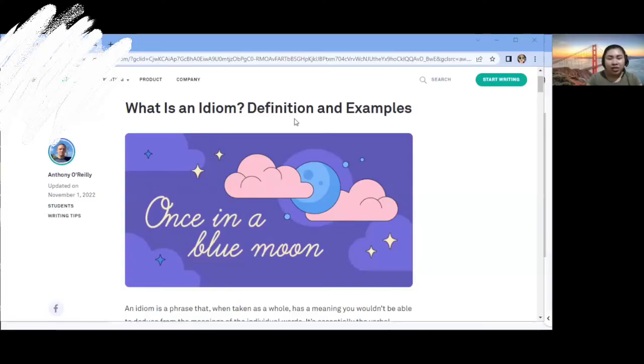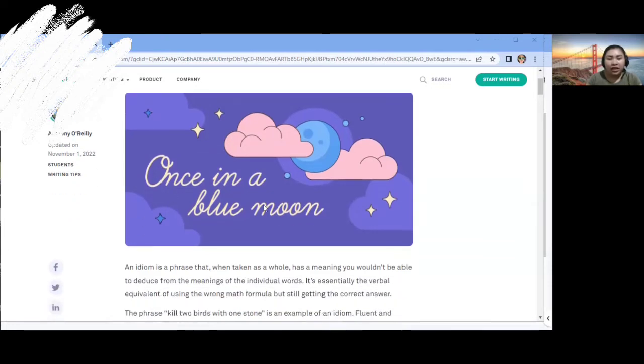For today's discussion, I will just discuss a blog from Anthony O'Reilly. Credits and all rights belong to the rightful owner. Okay, so let's discuss what is an idiom, definition, and examples. This one, once in a blue moon, is an example of an idiom.